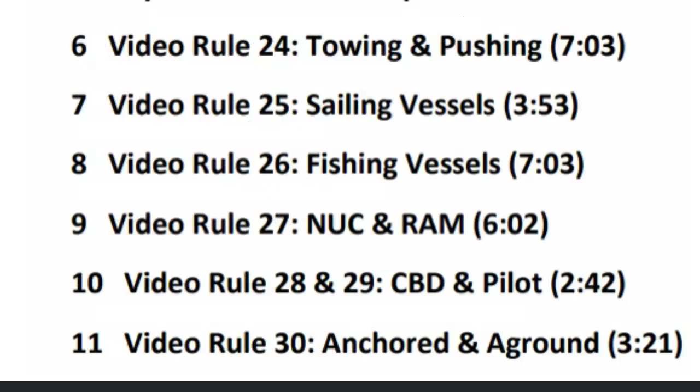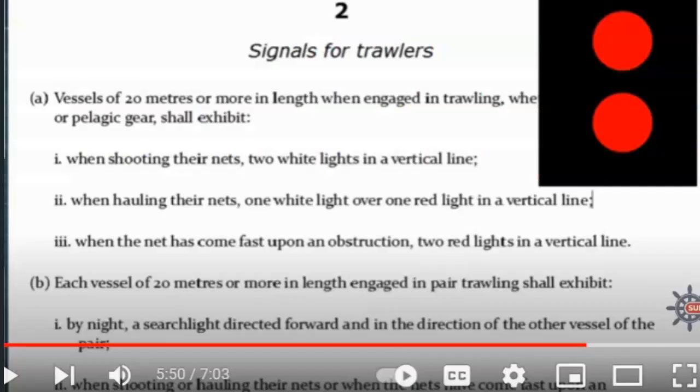Lesson 6 to Lesson 11 are all short videos. They cover the international versions of Rule 24, Towing and Pushing, to Rule 30, Vessels at Anchor or Aground. They include narrated text, illustrations, animations, and interpretations. Lesson 8 video for Rule 26, Fishing Vessels. This illustration shows the lights for a fishing vessel engaged in trawling with the nets fast upon an obstruction.